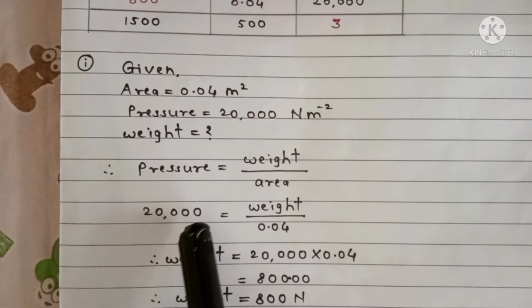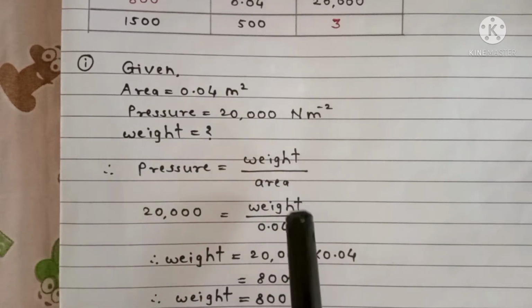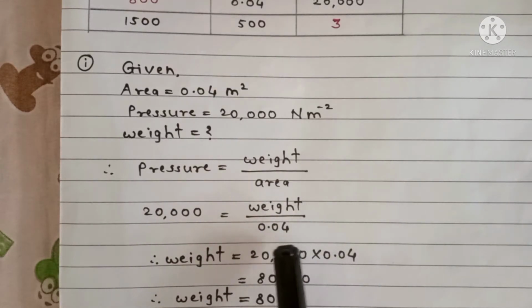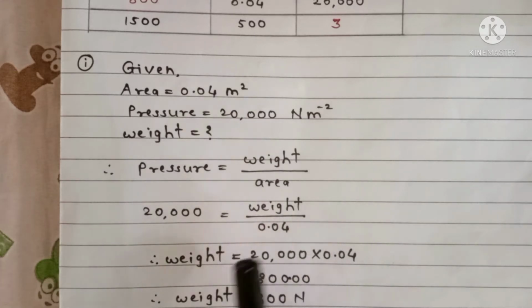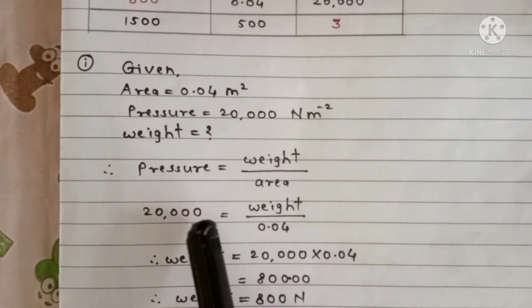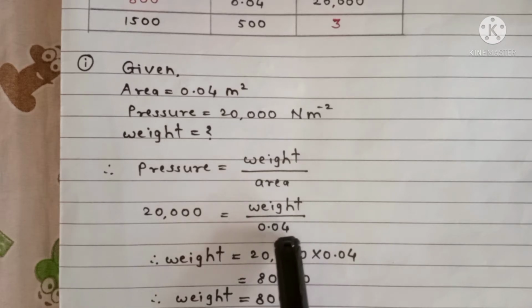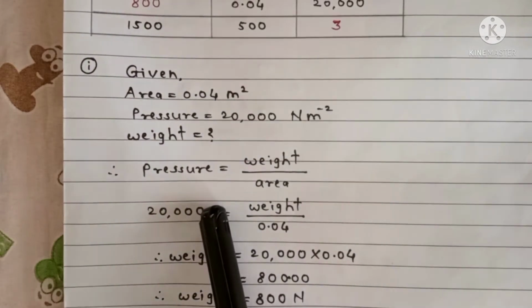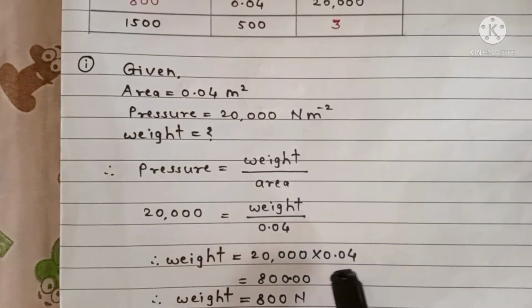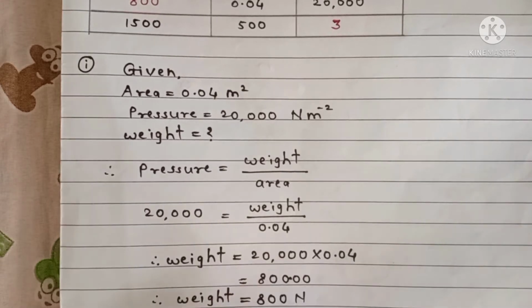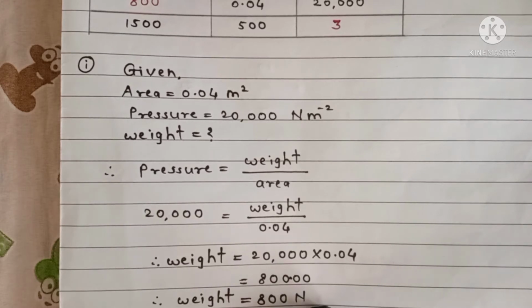Putting the pressure value, 20,000 is equal to weight upon area, and area is given 0.04. Therefore weight is equal to 20,000 into 0.04, because this 0.04 is divided here, and when it goes to the left hand side, obviously it is multiplied. Here we are actually getting 80,000, but when we put the decimal point after 2 digits, we get weight 800 Newton.